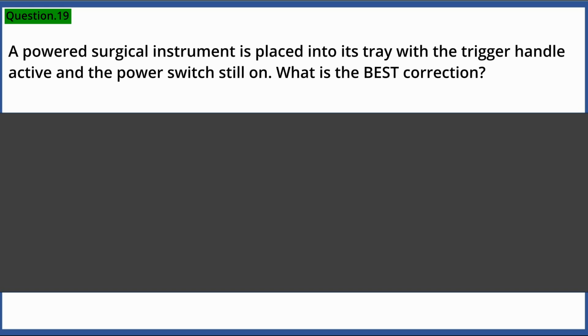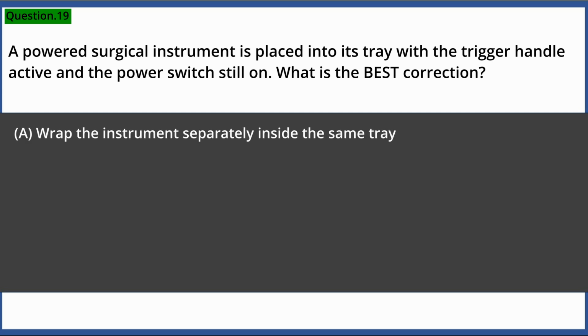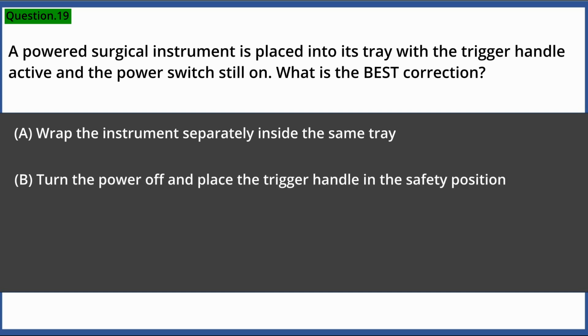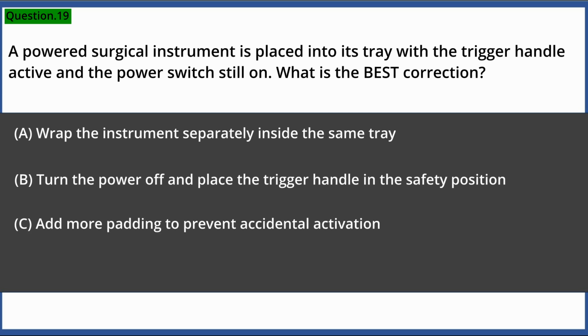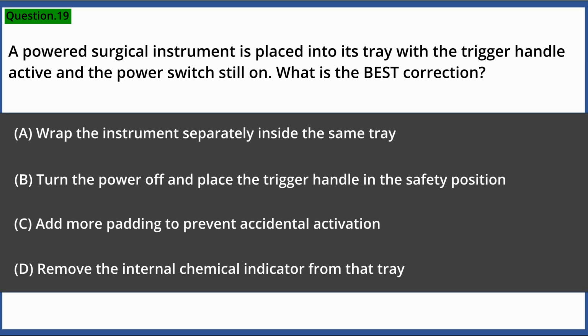A powered surgical instrument is placed into its tray with the trigger handle active and the power switch still on. What is the best correction? A. Wrap the instruments separately inside the same tray. B. Turn the power off and place the trigger handle in the safety position. C. Add more padding to prevent accidental activation. D. Remove the internal chemical indicator from that tray. Answer. B. Turn the power off and place the trigger handle in the safety position.